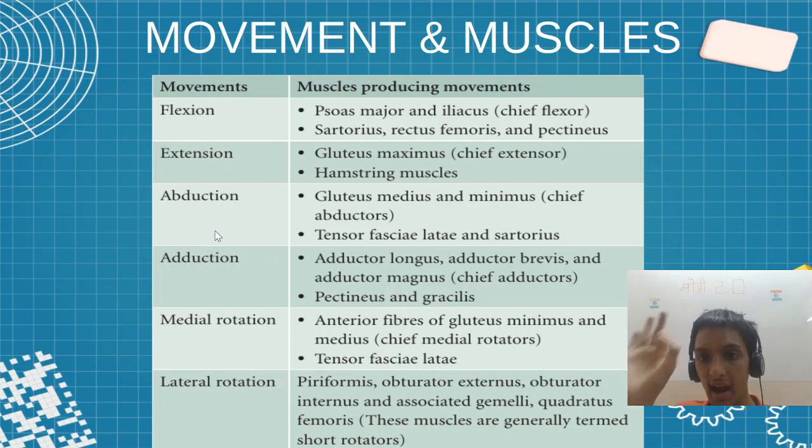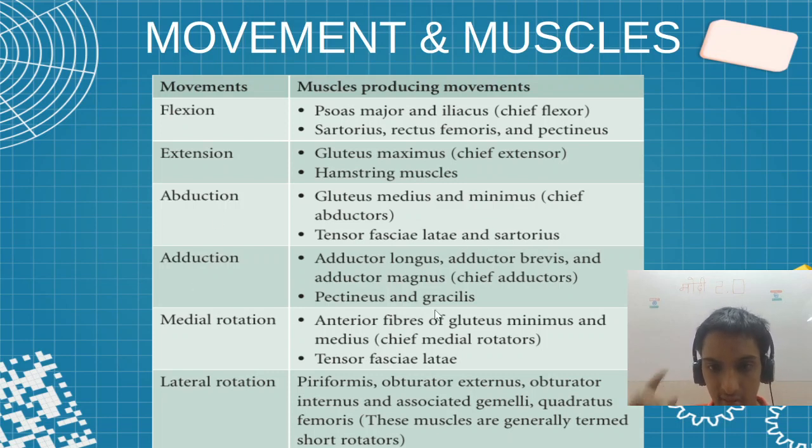Then adduction. Please remember, adduction is done by the adductor muscles only, that is the longus, magnus and brevis. Secondary will be the pectineus. So pectineus is doing flexion and adduction. And gracilis also over here.